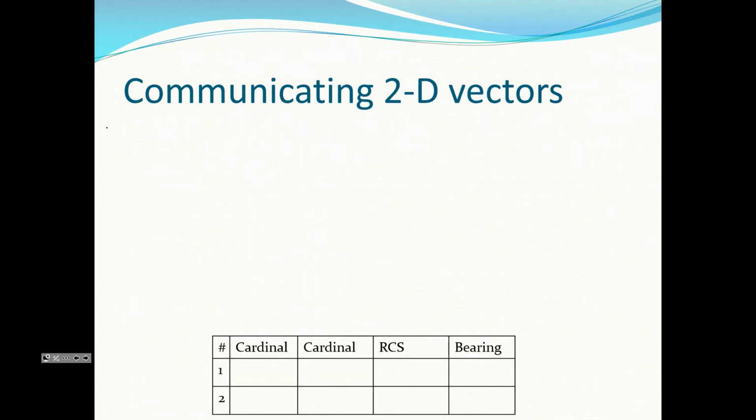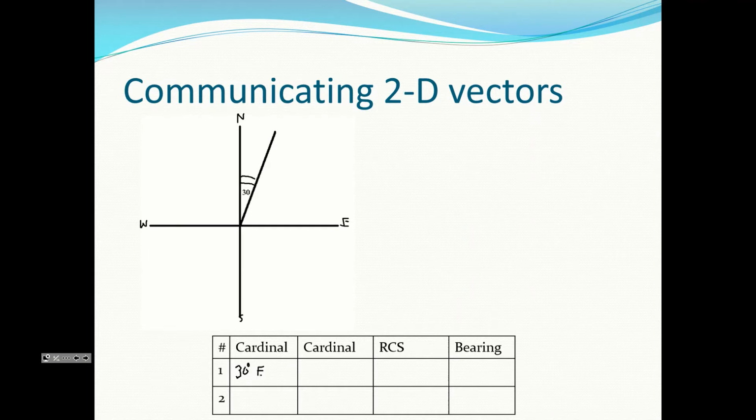So communicating 2D vectors, let's do an example. This is 30 degrees right here. If we were doing it the cardinal way, we would go north, east, south, and west. This is the way that I say it. I find saying it like this helps. It's touching the north, so I'm not going directly north, but I'm going 30 degrees east of north, and that's how we would write it, 30 degrees east of north.